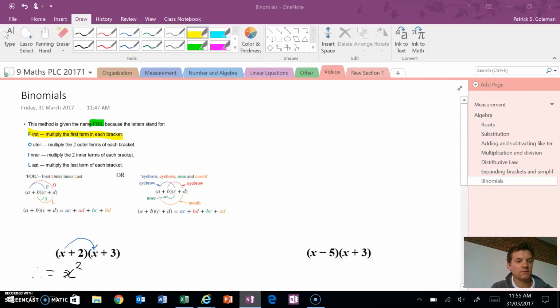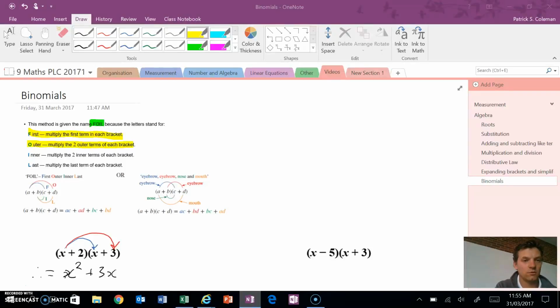Second one, multiply the two outer terms of each bracket. So what we're doing here is we're taking the outer term, which is x, and multiplying it by 3. So 3 times x is 3x, so plus 3x. So we've done our step to the outer bracket. We're now going to go to the inner bracket, so we're multiplying the two inner terms.